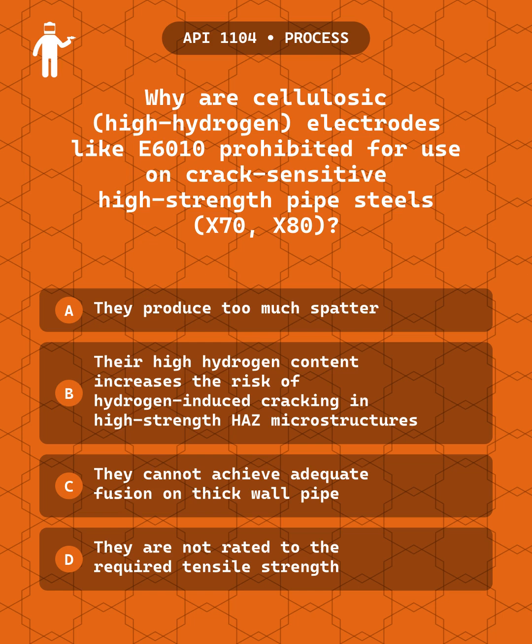Question 10. Why are cellulosic electrodes like E6-10 prohibited on crack-sensitive high-strength pipe steels like X70 and X80? Is it A, they produce too much spatter, B, their high hydrogen content increases the risk of hydrogen-induced cracking in high-strength HAZ microstructures, C, they can't achieve adequate fusion on thick wall pipe, or D, they're not rated to the required tensile strength?